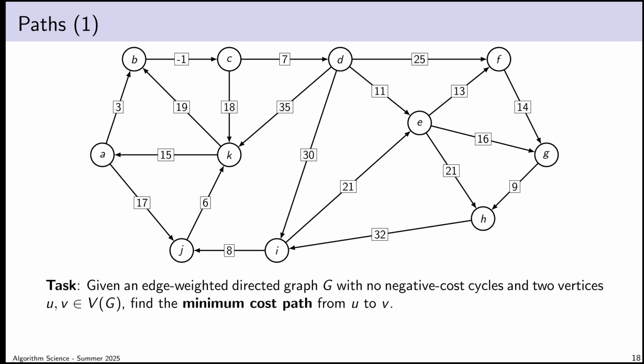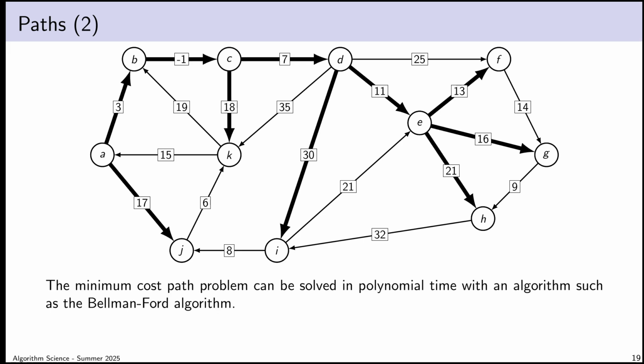So given some edge-weighted directed graph that has no negative cost cycles, because we know that those cause trouble for the algorithms that we like to use, and I give you two vertices, a start vertex and an end vertex, find the minimum cost path from U to V. Well, of course, we know we can accomplish this in polynomial time.